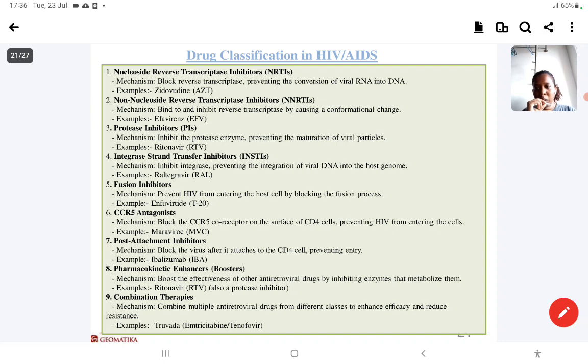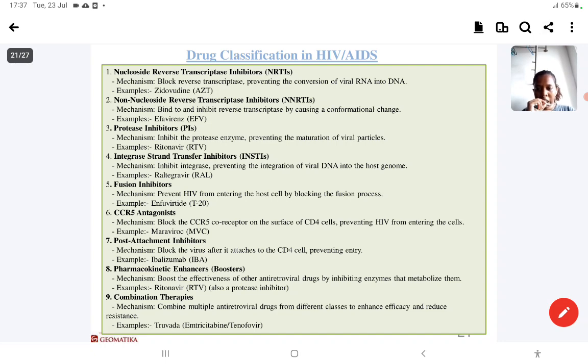Number 8 will be the pharmacokinetic enhancer, which is the booster. The mechanism is that the booster increases the effectiveness of other antiretroviral drugs by inhibiting the enzymes that metabolize them. So the example drug will be ritonavir. It is also a protease inhibitor. And the last one will be combination therapy.